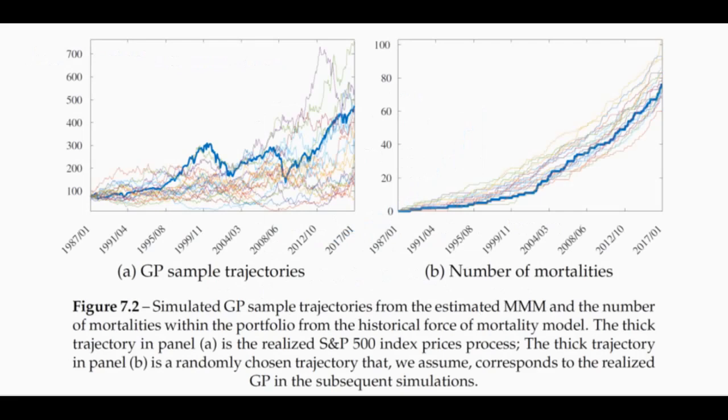And we first simulate some samples where the thick curve is a realized GP, namely the S&P 500 index over 30 years, and the other paths are simulated based on the estimated MMM parameters. And the number of mortalities, we also simulated an equal number of paths where we choose an arbitrary one as a realized one just for convenience.